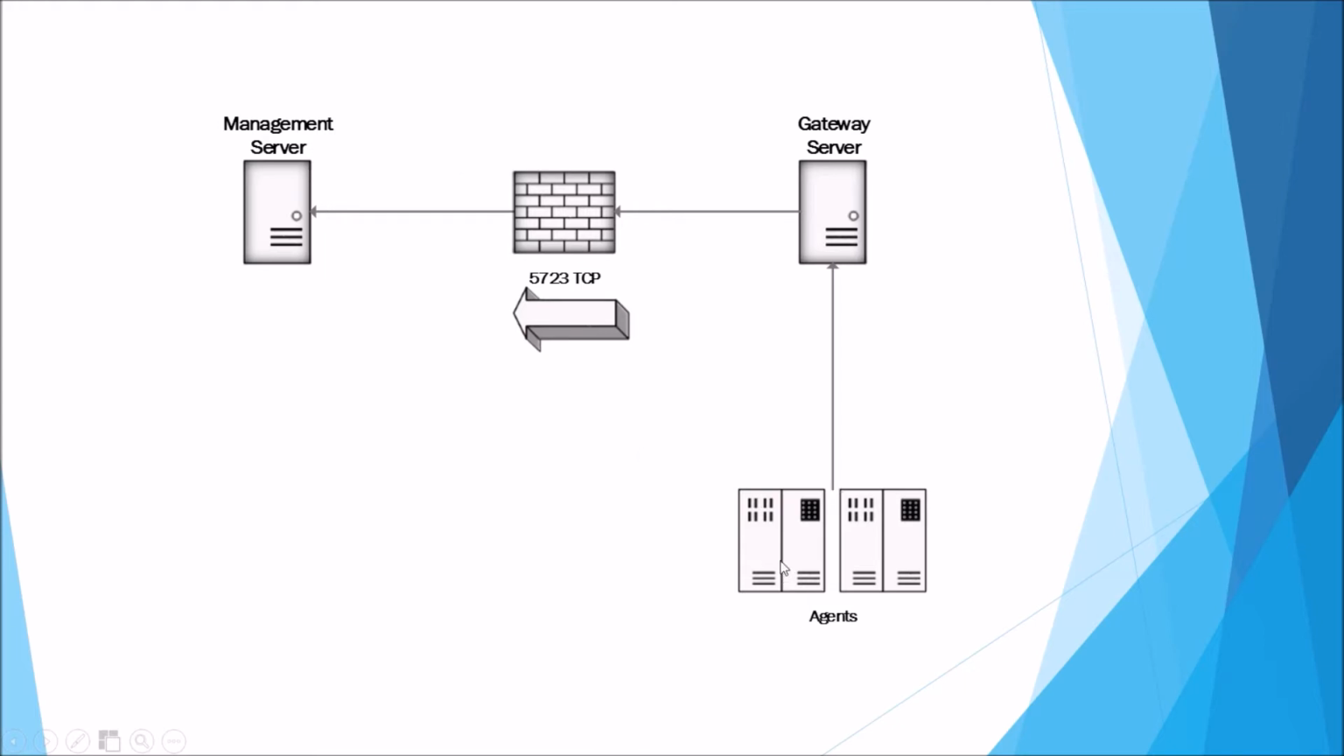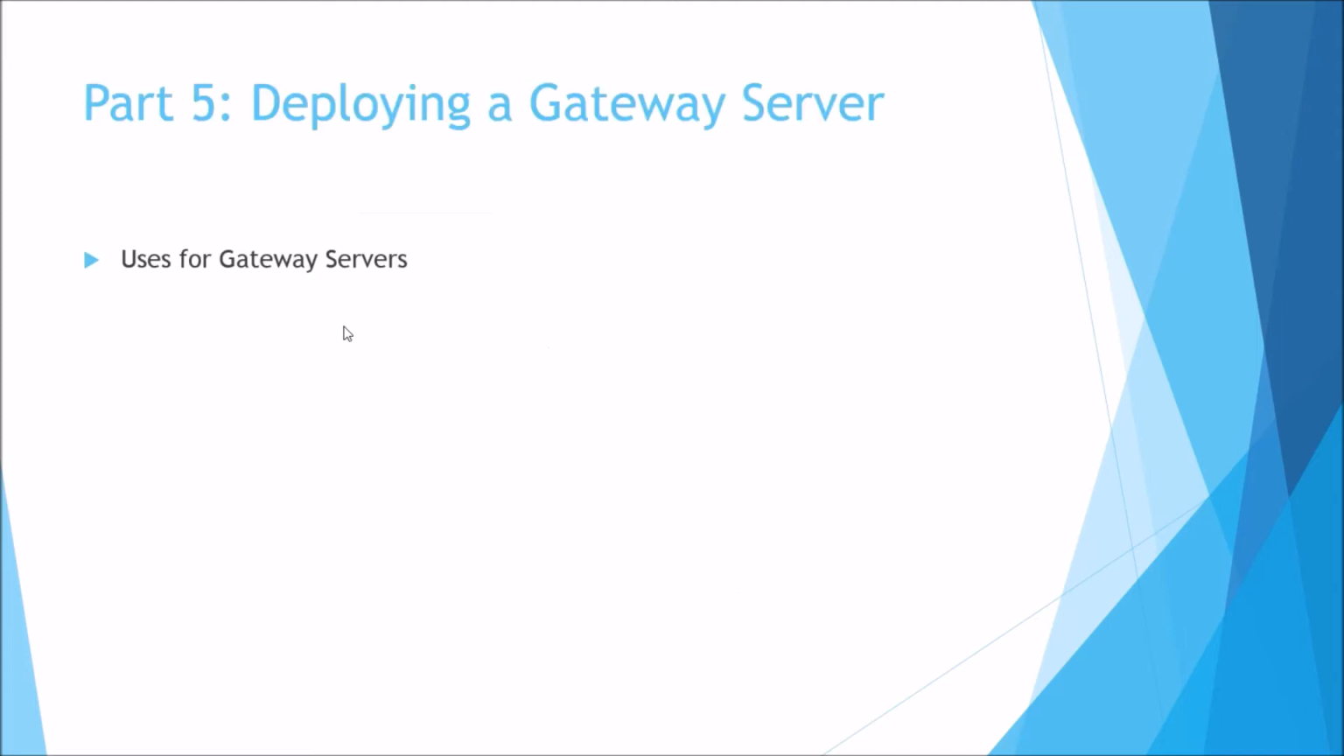The gateway or the agents could talk locally to this gateway server within the firewall, and it could stream encrypted and compressed through the firewall over to the management server to be written to the databases. So those are your three main scenarios where you would want to employ a gateway server. And there's always maybe a combination of these three.